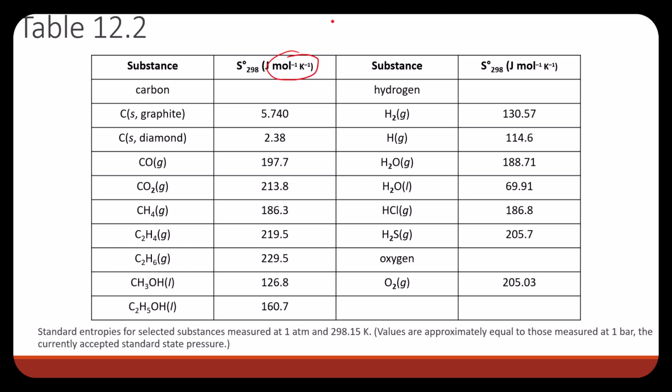So the unit for entropy is joules over mole Kelvin. Okay, so that is not a formula, that is the units. So it is a measure of energy. That's where we get the joules per mole. So that's part of the standard portion of this. And then it is temperature dependent. So Kelvin is in there as well.